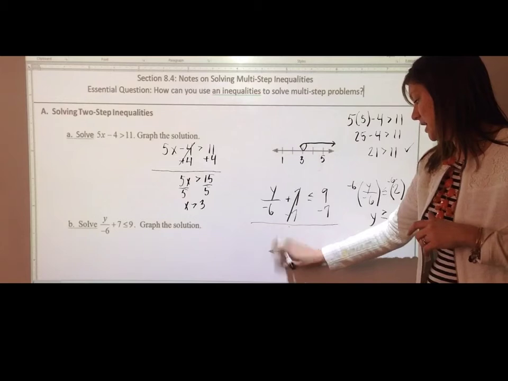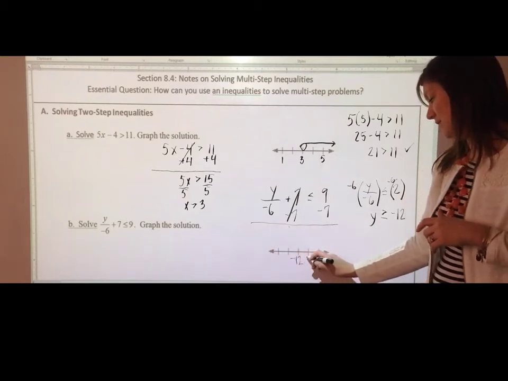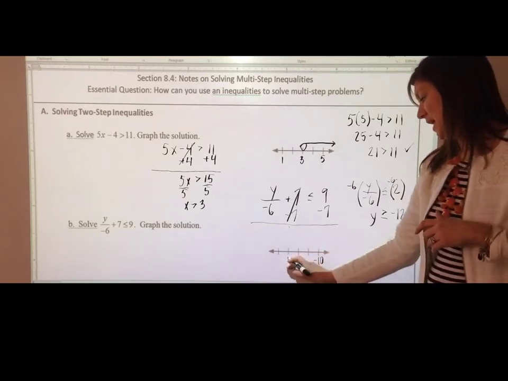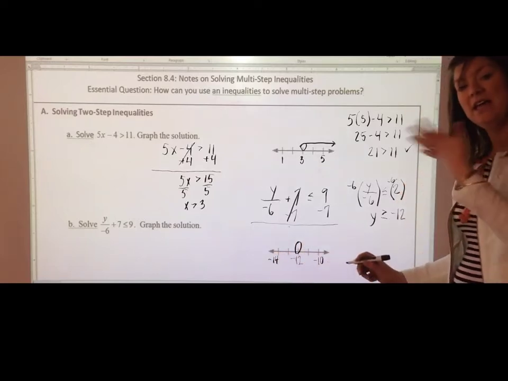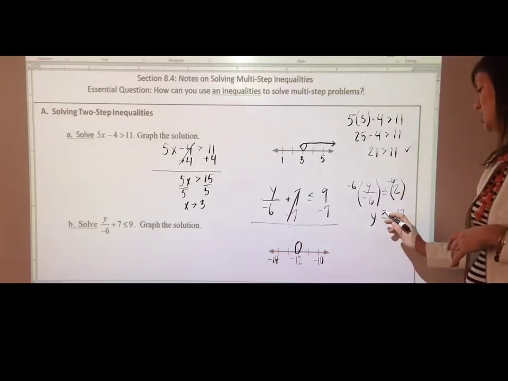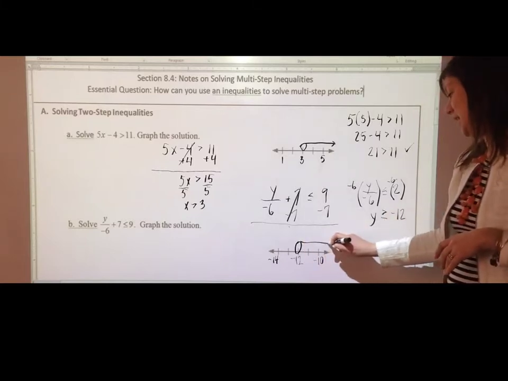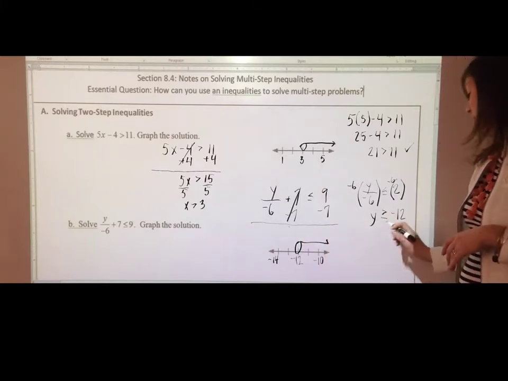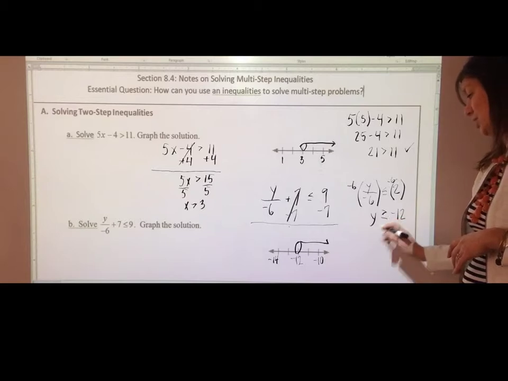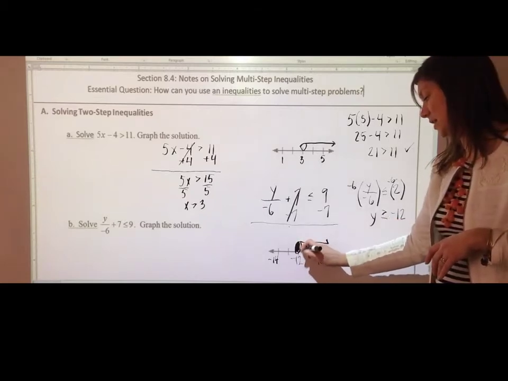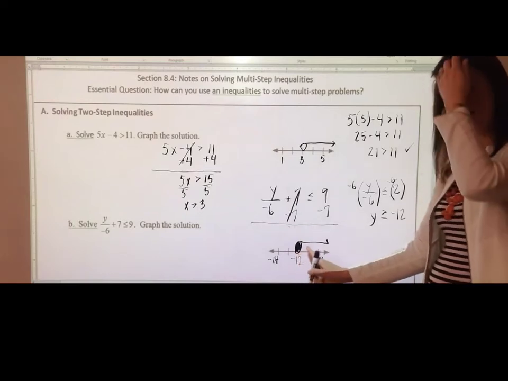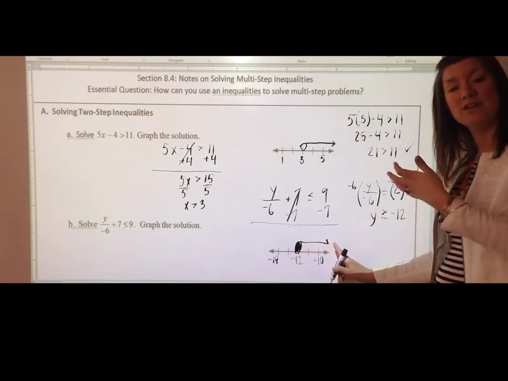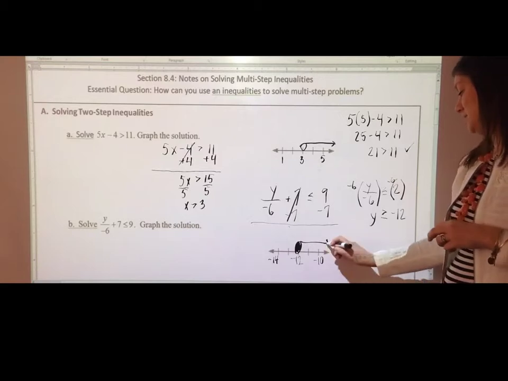Setting up my number line, here's negative 12, negative 11, negative 10, negative 13, negative 14, boundary point at negative 12, and which way do I shade? The solutions are greater, so I'm going to shade to the right. And negative 12 has an equal to, so I need to shade that as well in my shaded solution set. So negative 12 boundary point and all values greater than that are part of this solution set.